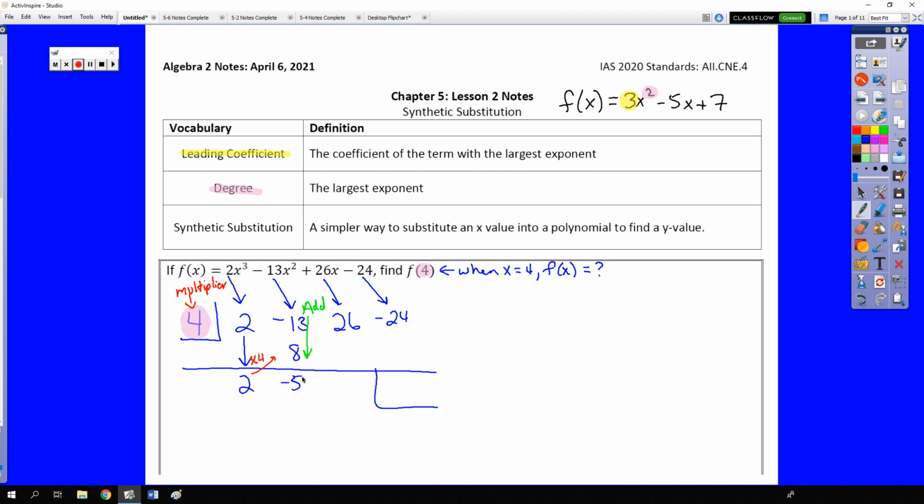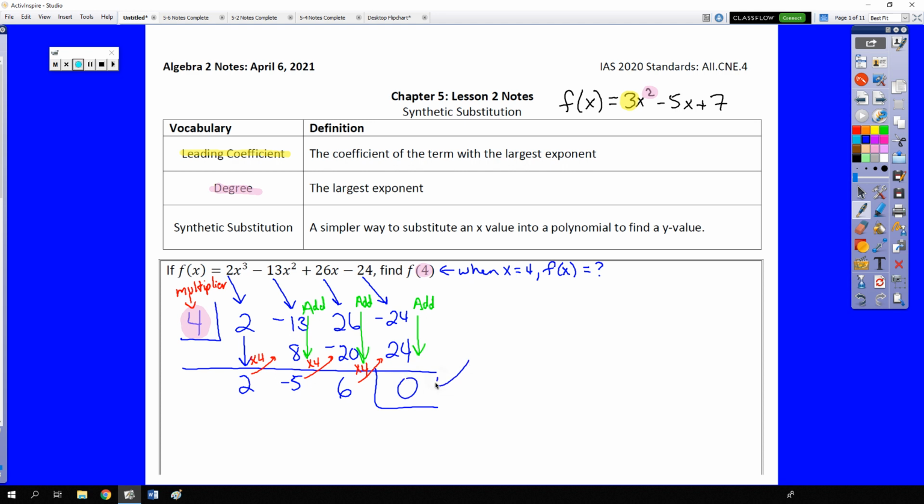And we basically just repeat those steps over and over again. So we take negative 5, we multiply that by 4. That would be negative 20. We write that underneath 26. And then we add straight down, which would give us 6. Then we multiply that by 4. So 6 times the number in the box, which is 4, is positive 24. And then we add down. And we get 0.